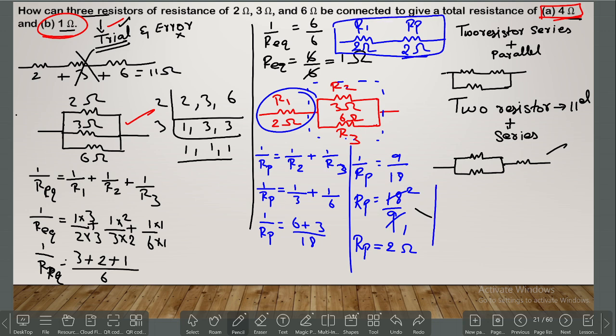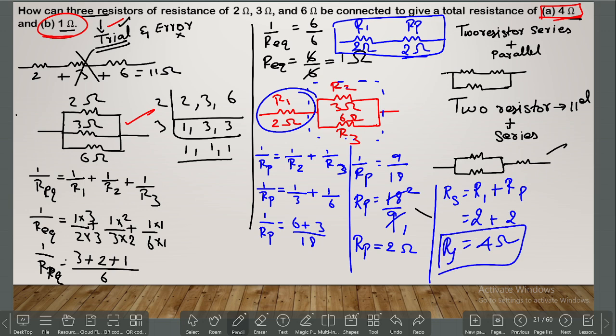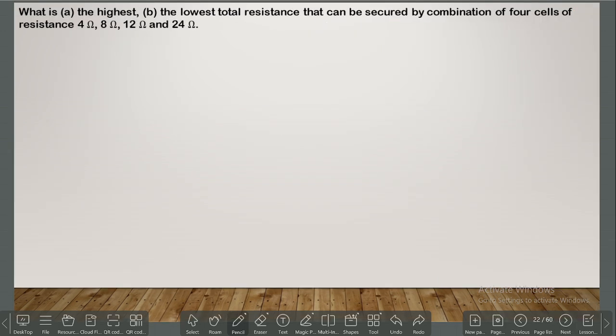Series. Series means, we all know the formula is going to be R is equal to R1 plus Rp. What is the value of R1? 2. Rp, 2. 2 plus 2 is going to be 4 ohm. That means we tried like this. So even if you are not getting the answer in this combination, we can go along with this. Clear? Next.